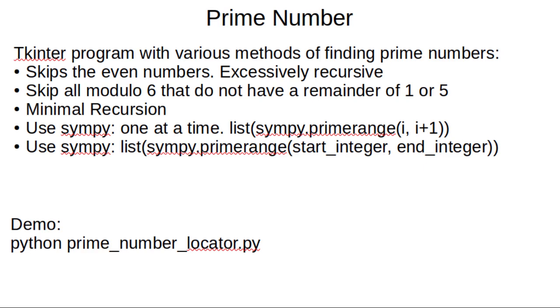Yeah. And then I did a dash, minimal recursion, which means I went for the square root. I only went up to the square root of that number. And then I found there's a library called SymPy, and in it you can have prime range. You can make the prime range just get that particular integer and tell me, is it prime? Or you can come back with a list.